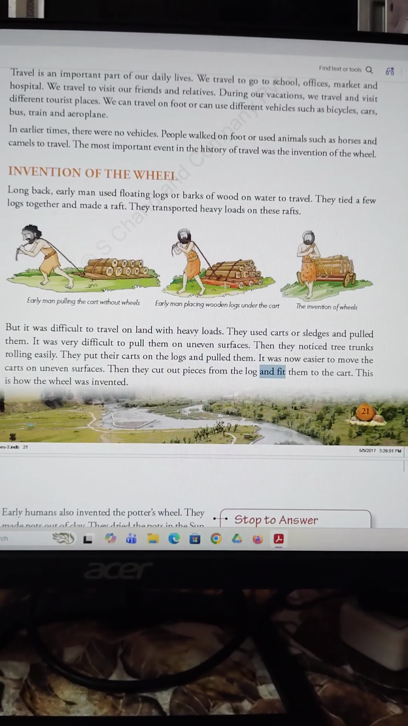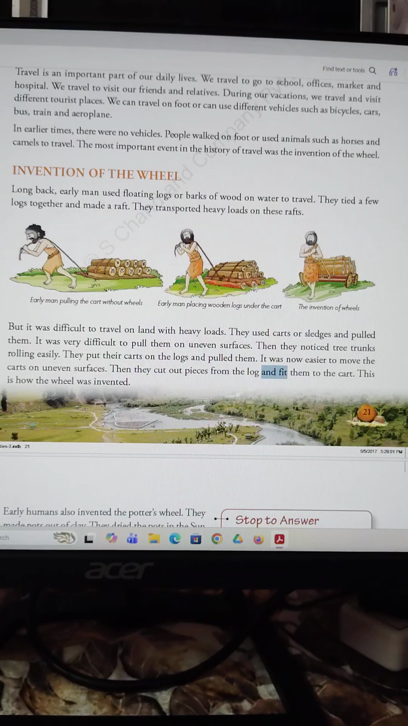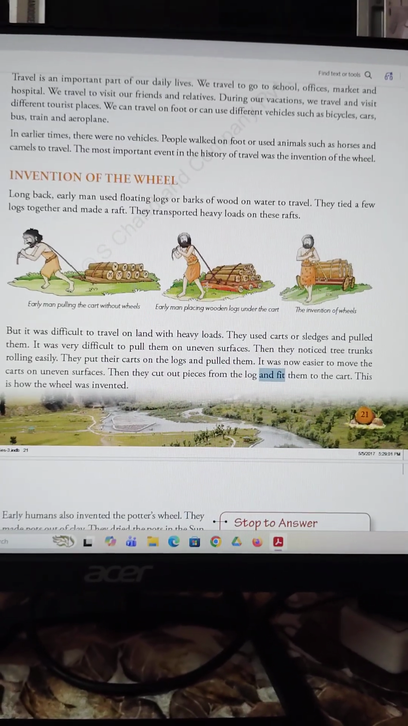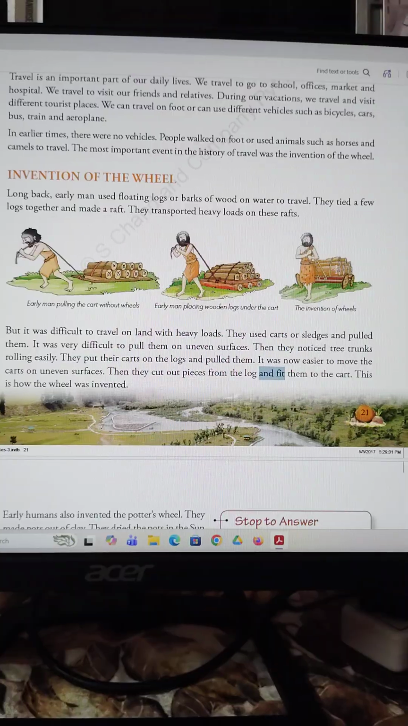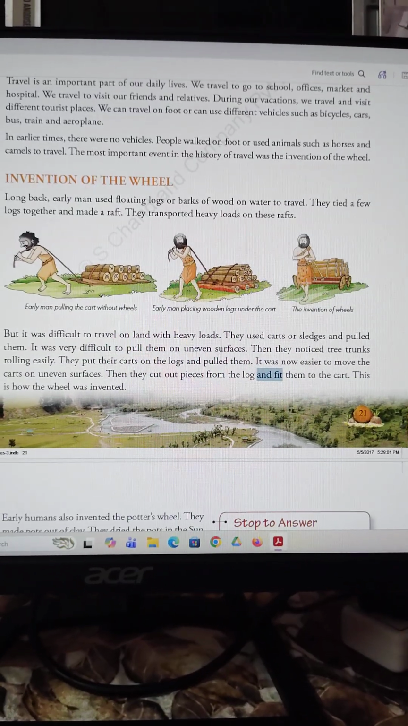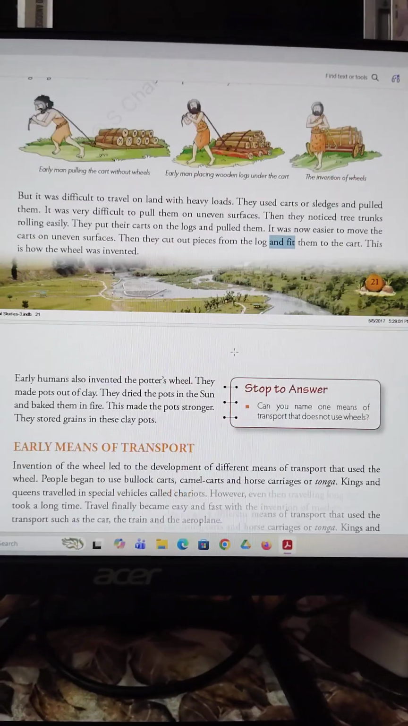Look here. Here is a full log, and next they thought there is no need for a full log, we need a circular thing and put it on four sides, and then it is easy to ride.